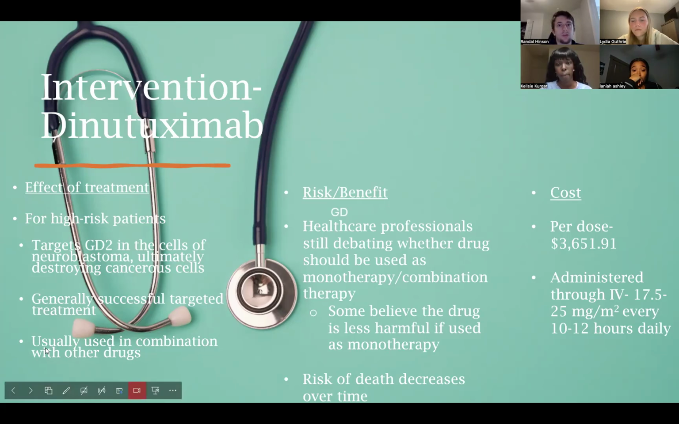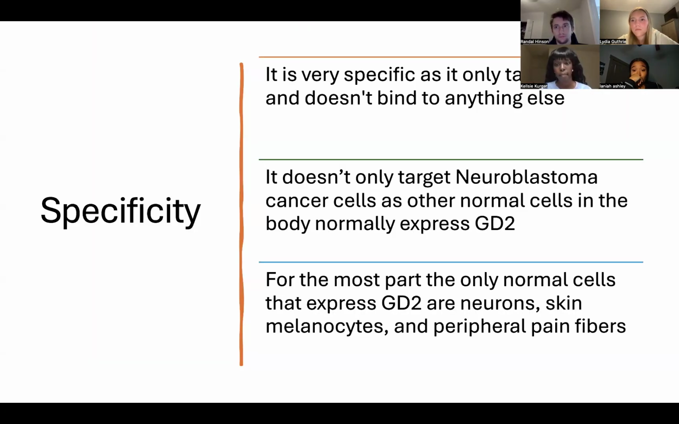All right. As far as the specificity goes for dinutuximab, it is a very specific therapy as it only targets that GD2 glycolipid on the surface of those neuroblastoma cells and some other normal cells that contain the glycolipid on them normally. And as far as I could find in the literature, it doesn't really bind to any other surface protein or lipid or anything else in the body.